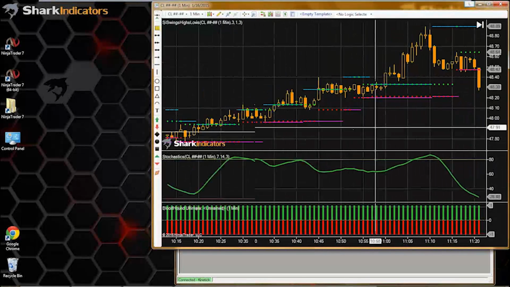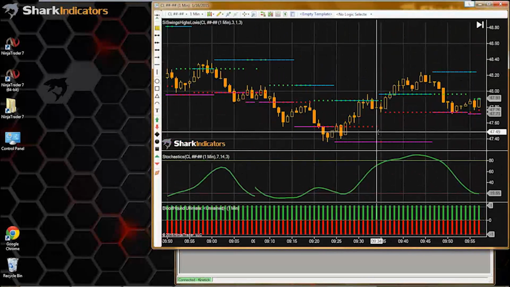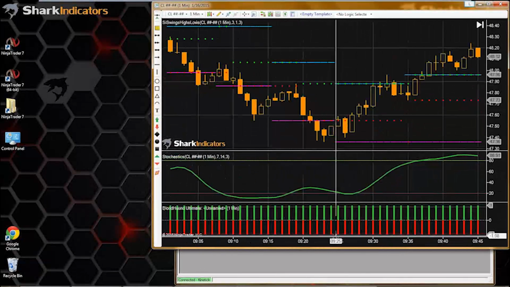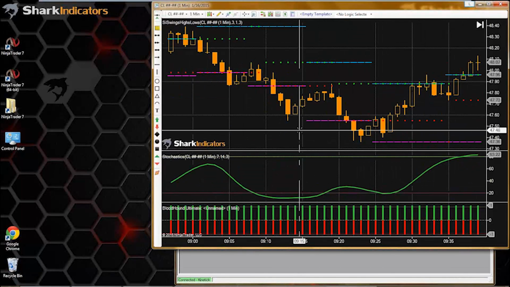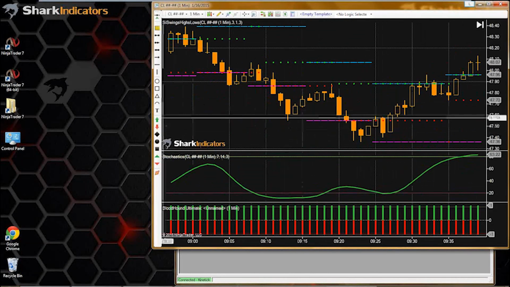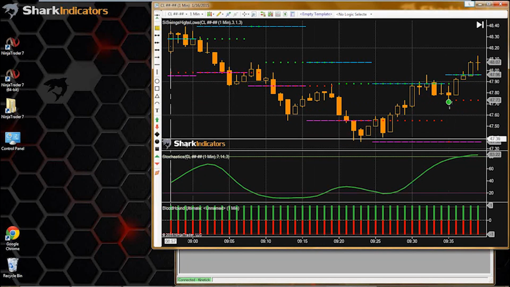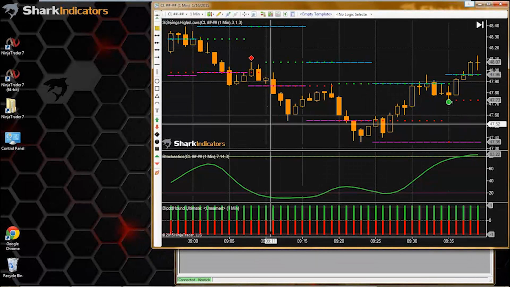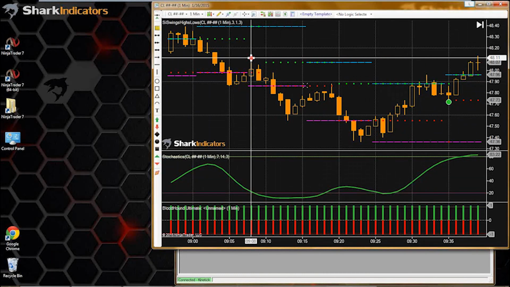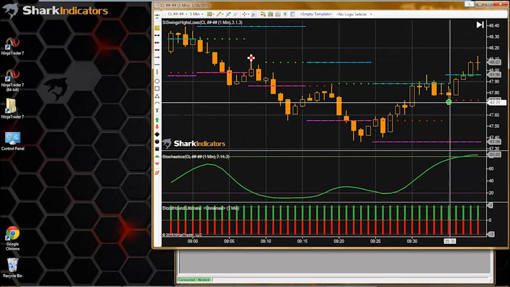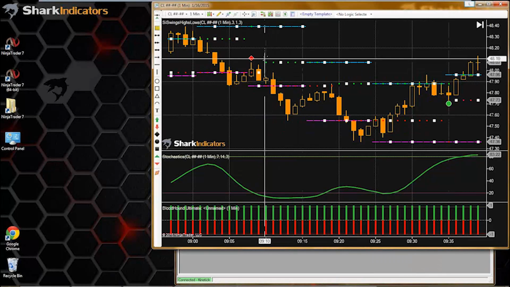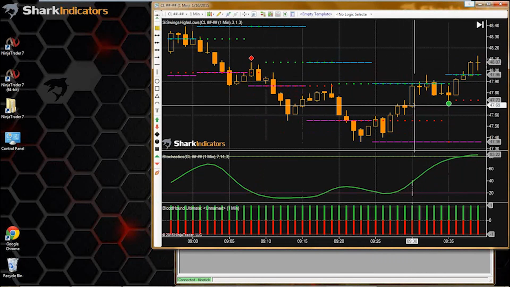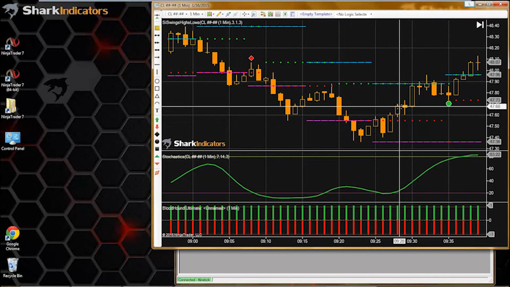All right, and let me find a nice place to work. All right, this looks like a nice area here. Visually, it looks pretty good, easy to identify. All right, so we can see we had a lower high here, and we had a higher low here. And we can see the dotted plots are identifying those points. So that's what we're looking for here.